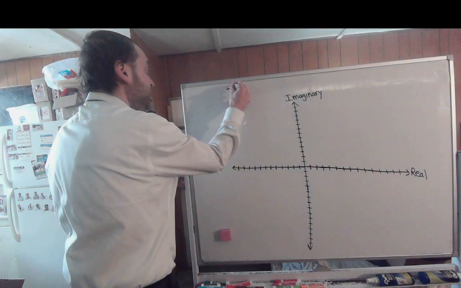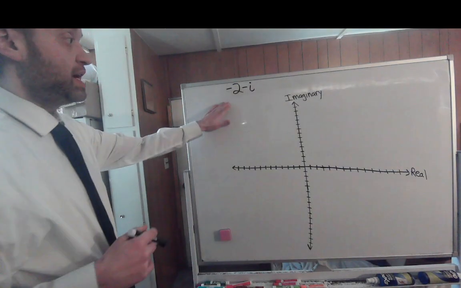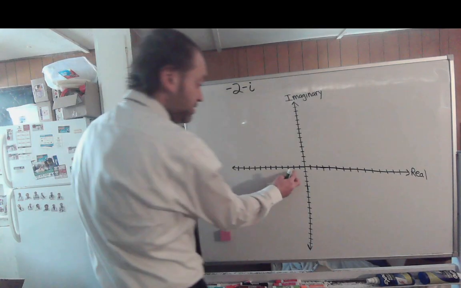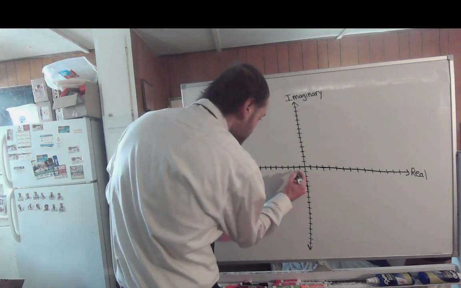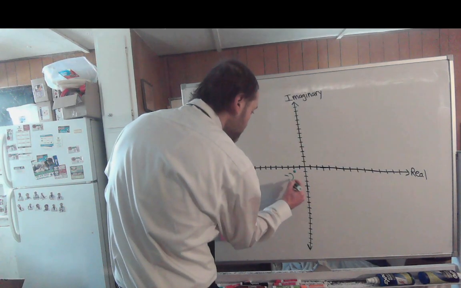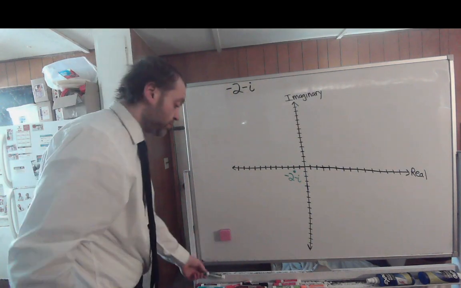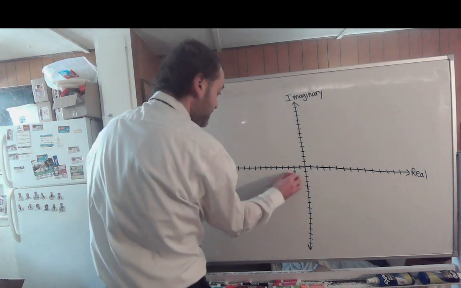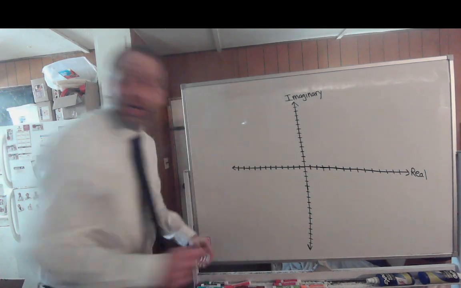Now I have negative 2 minus i. So what if I'm asked to plot negative 2 minus i? It tells me I'm going to the left 2 on the real axis, which would be right here, and then down 1 on the imaginary axis. So right there I would find negative 2 minus i, plotted in the third quadrant.